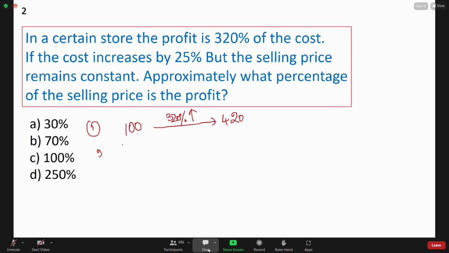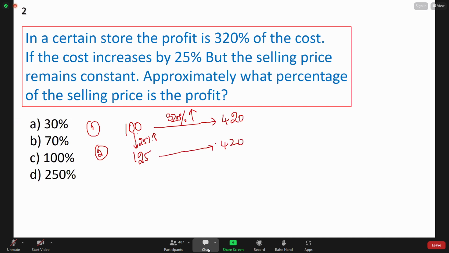Now, what does he say? If the cost increases by 25%, what would the cost price become? The cost price becomes 125. Now, what is he saying? The selling price remains constant. It is still sold at 420 only.